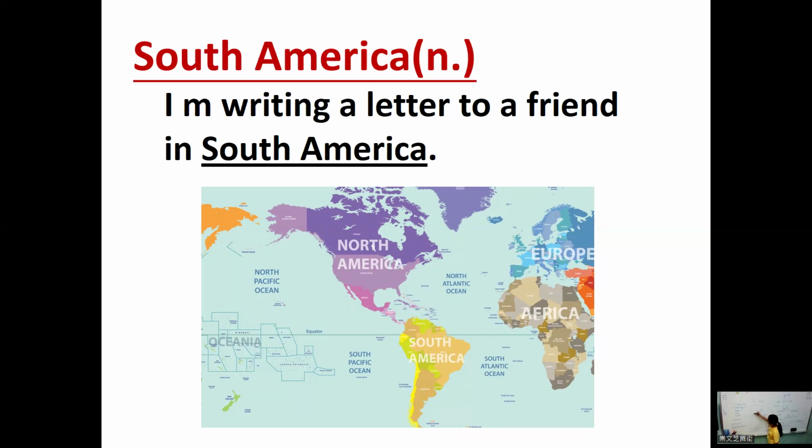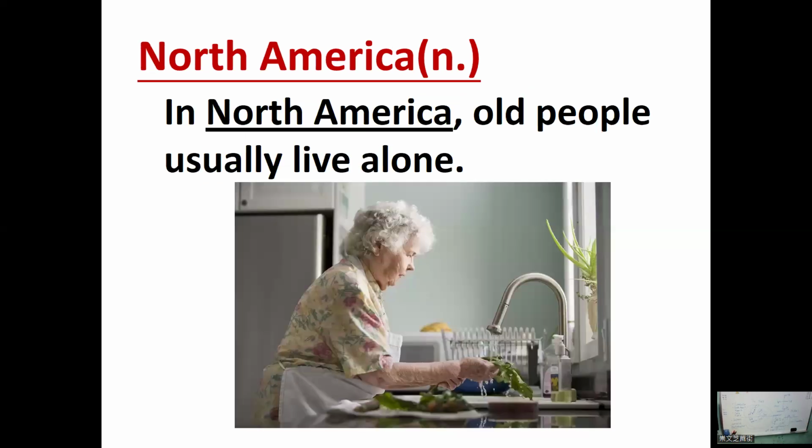So this is North America, and this is South America, because it is down. North and South. Next, we have North America. Read: In North America, old people usually live alone.